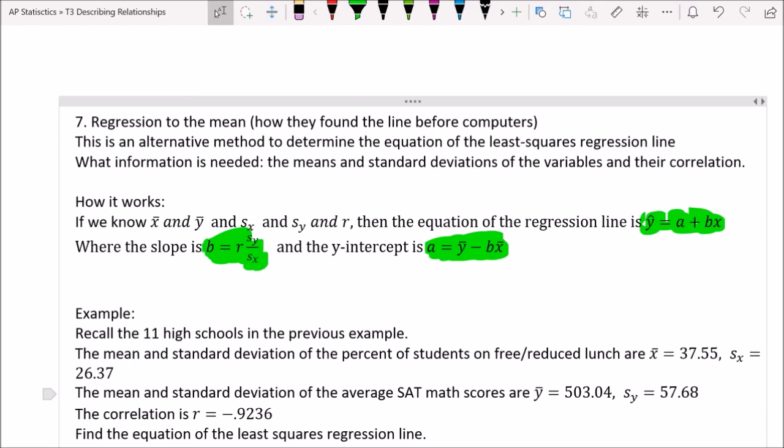0.9236. And then we were asked to, this is a classic question for like a multiple choice especially, find the equation of the least squares regression line.